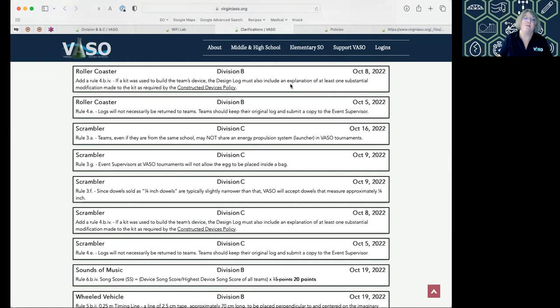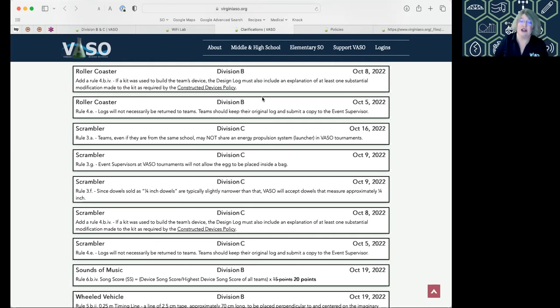The design log must also include an explanation of at least one substantial modification made to the kit as required by the constructed devices policy. So we're going to ask for that in writing. It's actually a kindness that we're doing that. We've discovered that kids get very flustered when they're asked about this. So this is something that they can prepare for and put down on paper and have words for that we can discuss with them at tournament.